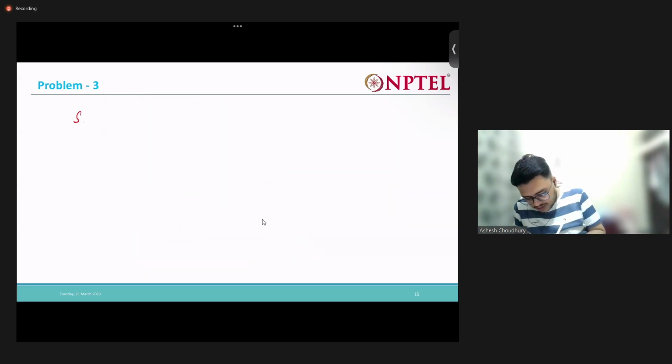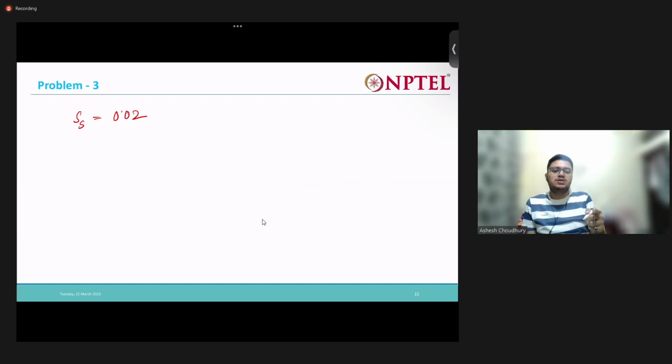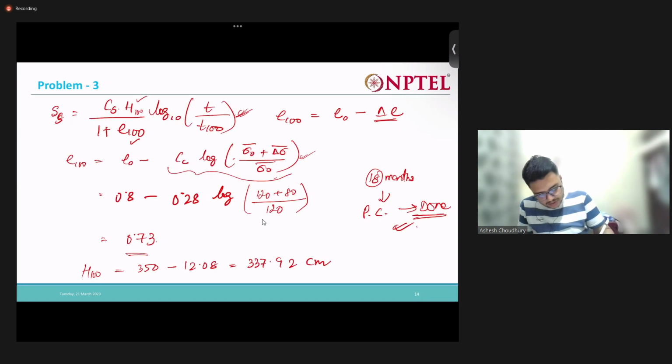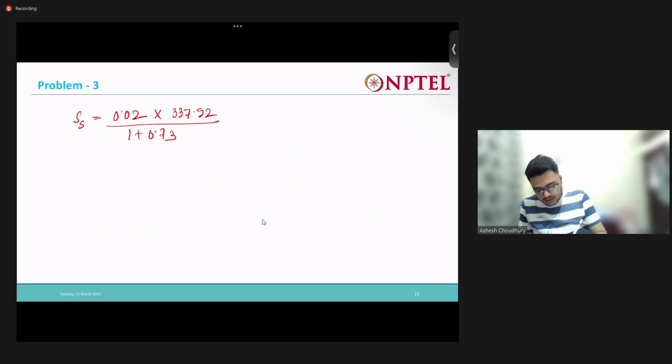So what is my secondary settlement? The coefficient of secondary compression, the secondary compression index, is given in the question as 0.02. So 0.02 into 337.92, right? By 1 plus 0.73. All those things we just now found out. Into log T by T100.